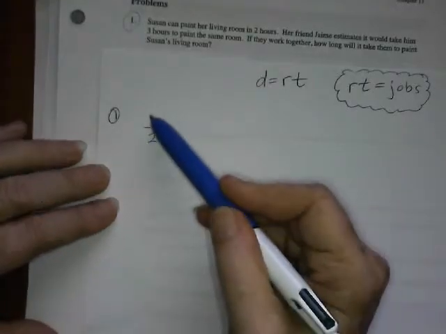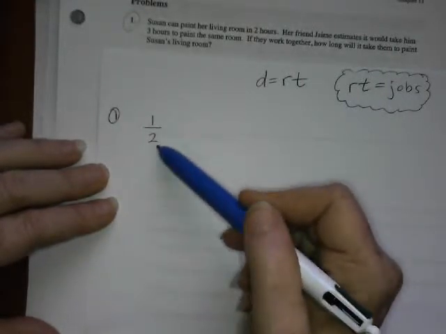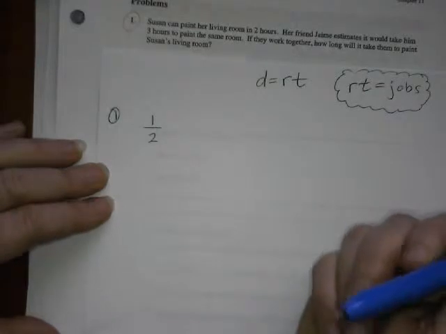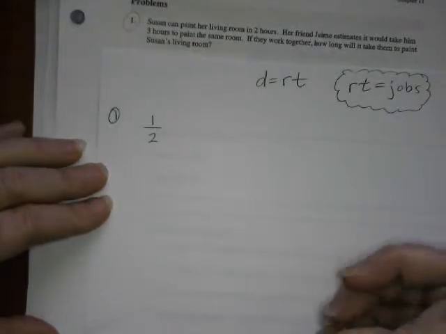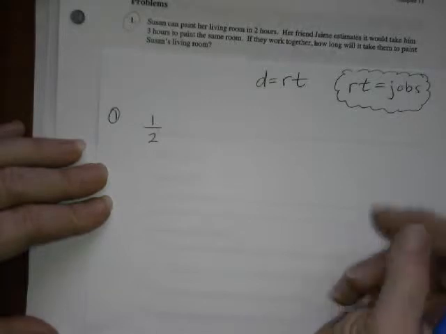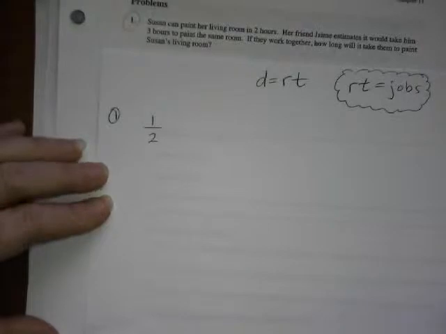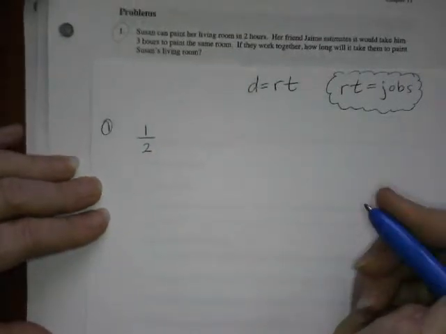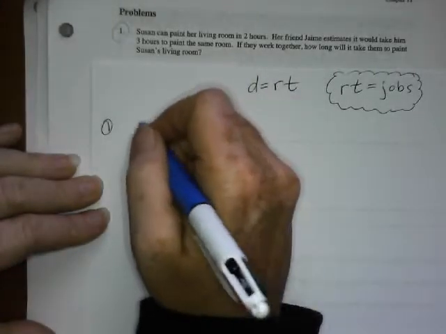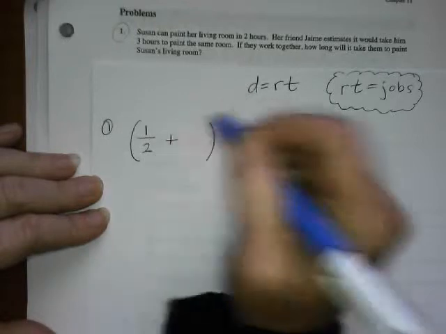Or, in other words, if it's 1 living room per 2 hours, then isn't that half a living room per hour? Because if it takes her 2 hours to paint 1 living room, then after an hour went by, she's only got half of it done. So that's her rate, okay? But we're going to add that to the rate of her friend.